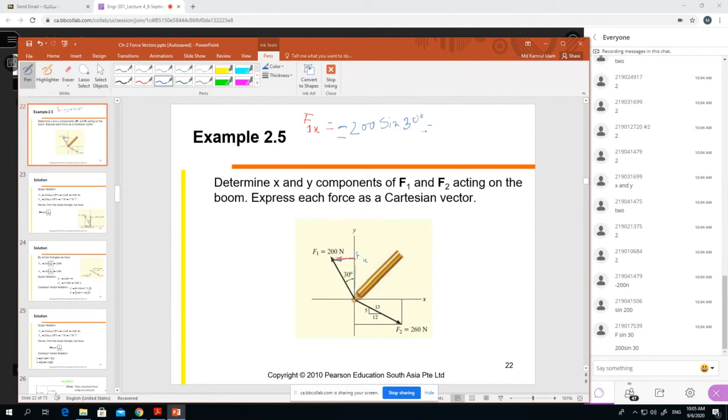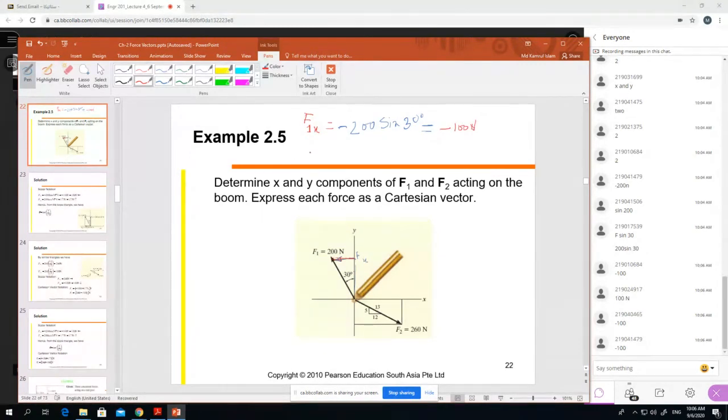And how much is the result? Please tell me. Previously I told you that you must have a calculator with you. Now tell me the result please. Minus 100. Any other result? I need at least three answers each time. So minus 100.